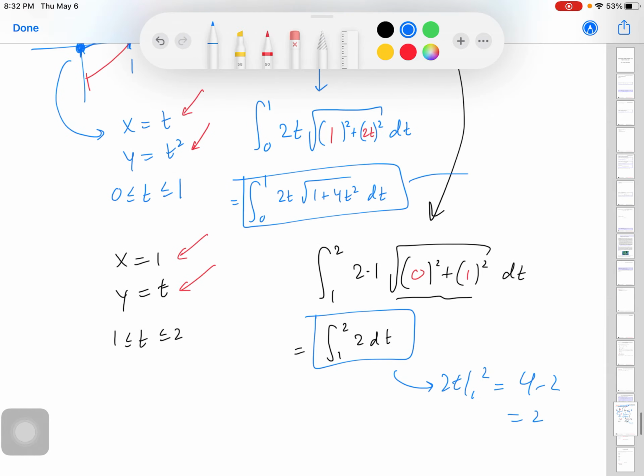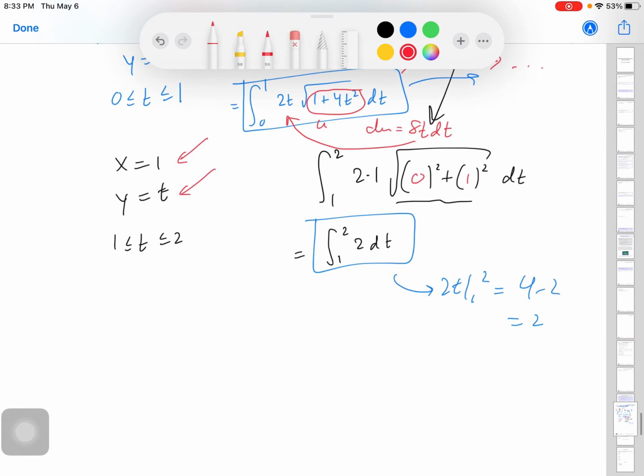And then this one, just to talk through what we could do here to evaluate it, notice that if I let u be 1 plus 4t squared, then the derivative du is 8t dt, which contains 2t times 4. So in other words, I could do this integral as a u substitution. Again, that's another technique that you've learned, so I'll leave you to do that part.